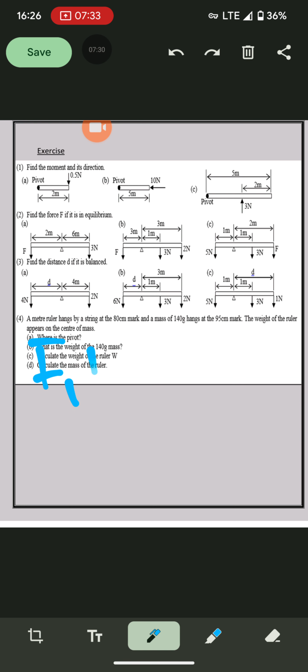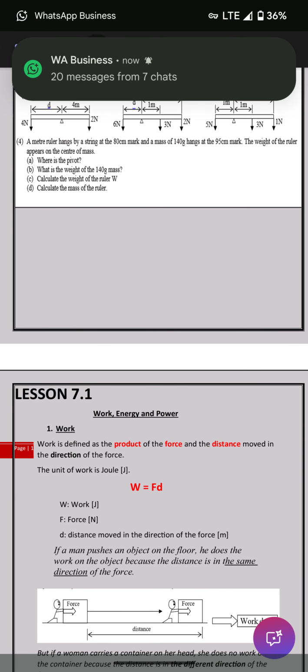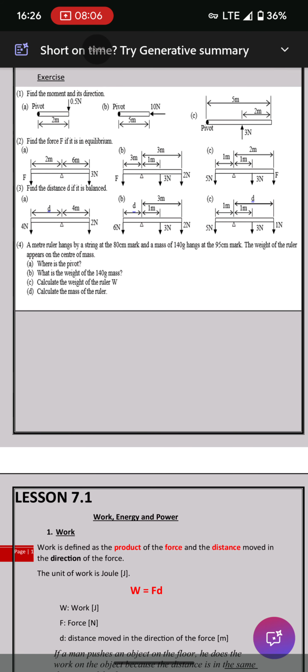Question C. Again, F1 D1. Oh, sorry, before we even start this, we have to identify the forces that are going clockwise and the forces that are going anti-clockwise. This time, since our F is on the clockwise, we'll start with the clockwise, the ones that want to take the beam to go like that. So we have F times 2, and 3 times 1, right?